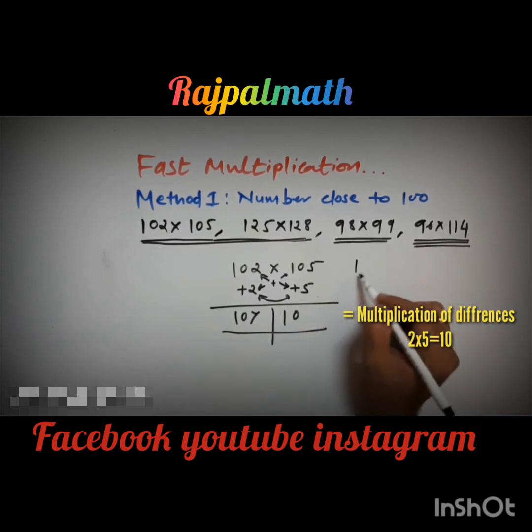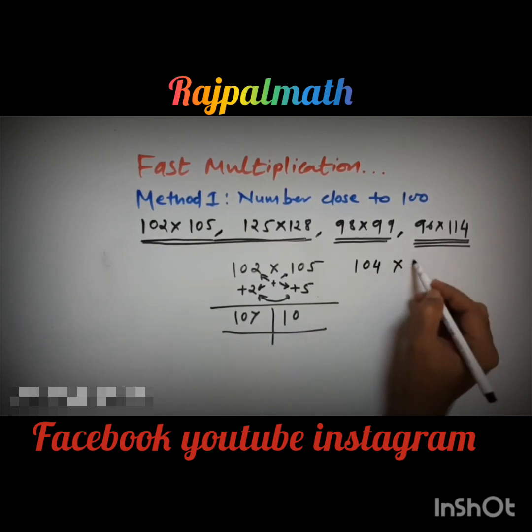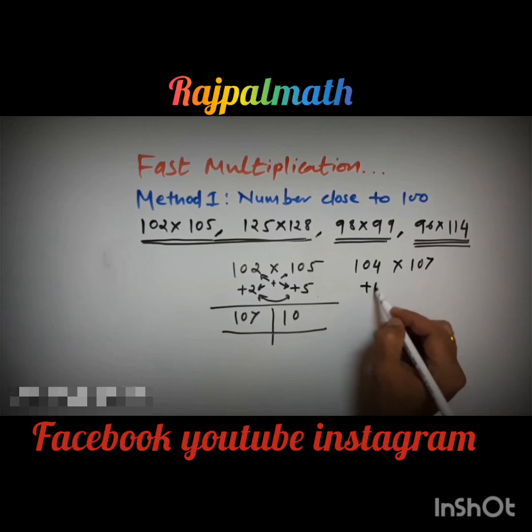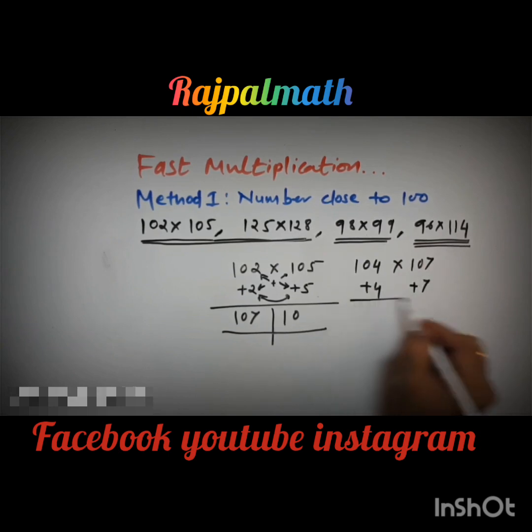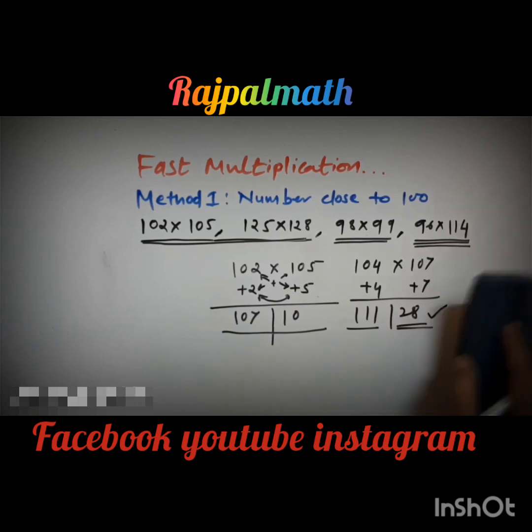Let's take another quick example, 104 into 107. So this is 100 plus 4, 100 plus 7. 107 plus 4 is 111, and 7 into 4 is 28. So 11128 is my answer.